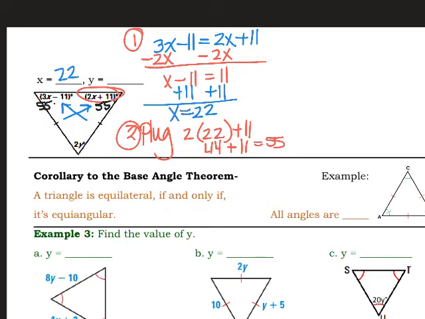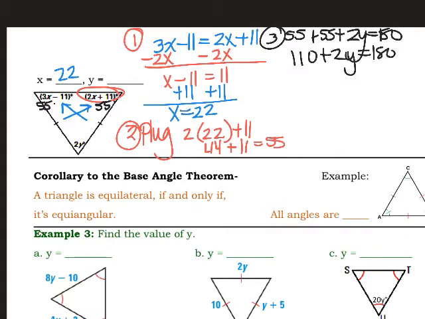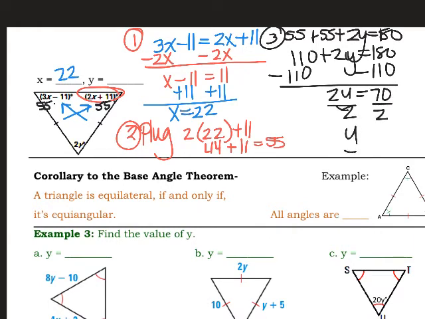So how do I figure out the value of y? What did I say about all the angles in a triangle? That they add up to 180. Good. So I'm going to take 55 plus 55 plus 2y, and set it equal to 180. So 110 plus 2y equals 180. We'll subtract 110, so 2y is equal to 70. We'll divide both sides by 2, and y has a value of 35.